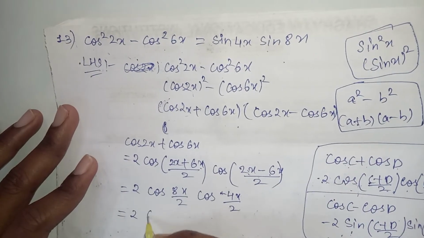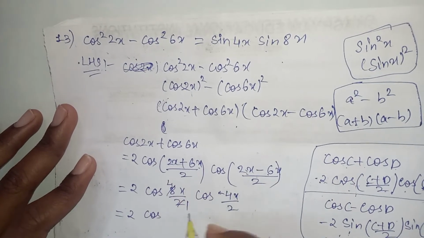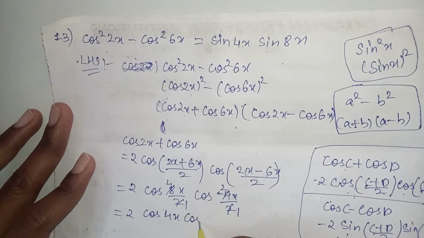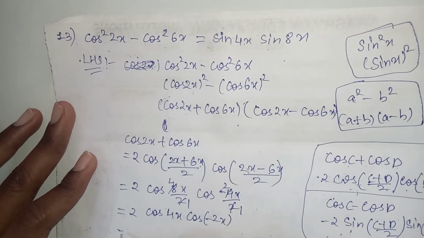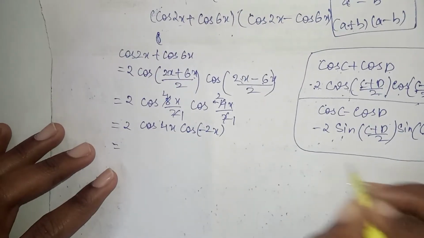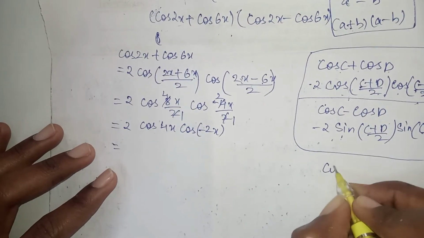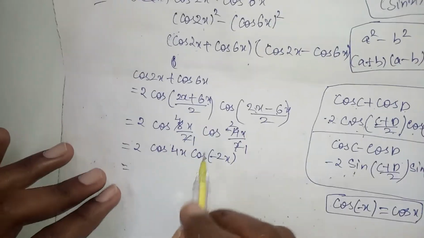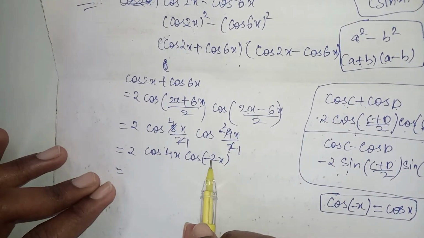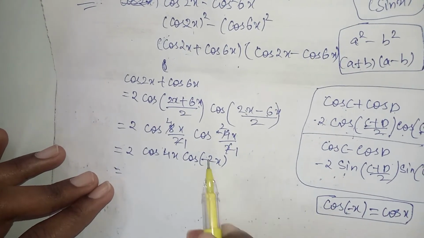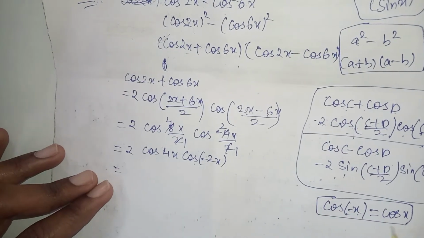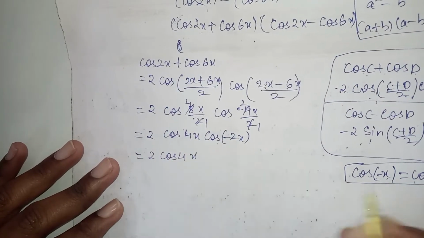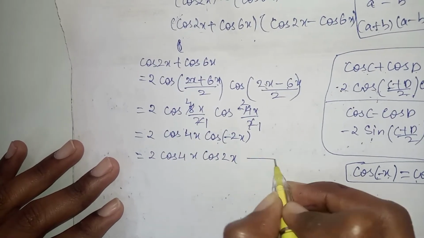So 2 cos, 2 ones are 2, 2 fours are 4x. So 2 ones are 2, 2 twos are, so cos of 2 minus 2x. As I have said, one formula: cos of minus x is what? Cos x, right? The same form is there, only the difference is that 2x is there in place of x. Whenever cos is there, with minus in place of x, it should be positive, that is cos x. So cos 2x. So we got the first equation.